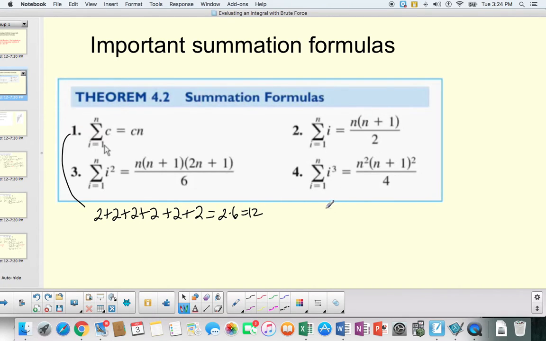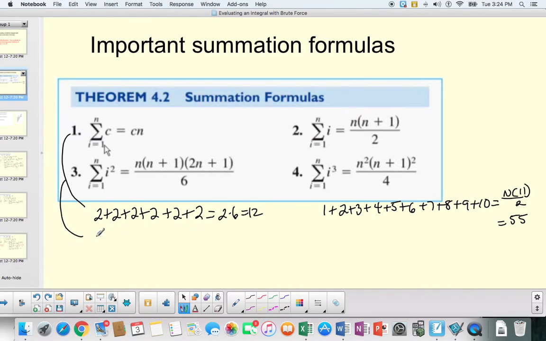If we wanted to add the integers up to say 10, this formula will give us the sum right away. And the formula will be, this is our n, so this will be 10 times 11, because we put a 10 in there, divided by 2, and so that answer will be 55. So the sum of these 10 integers is 55.